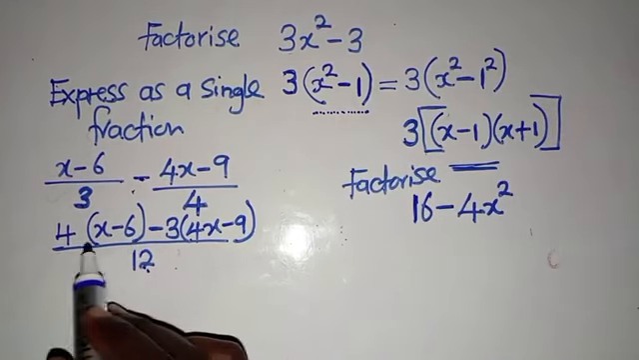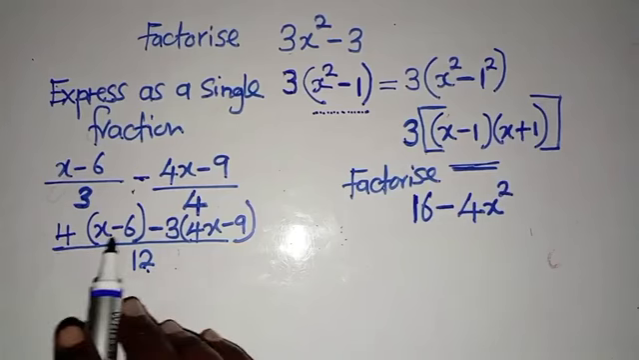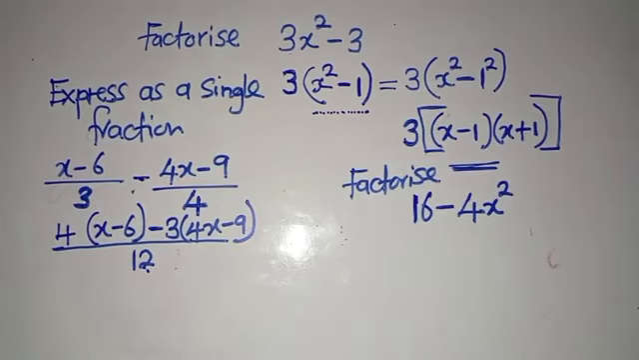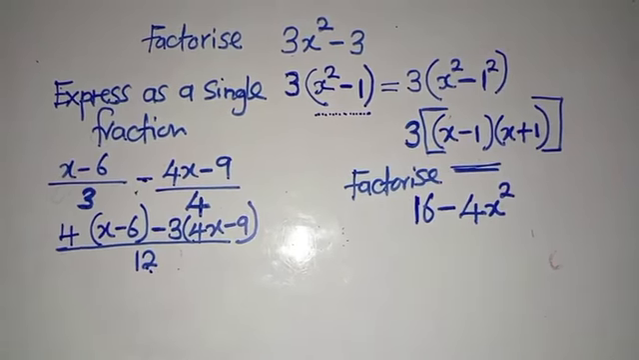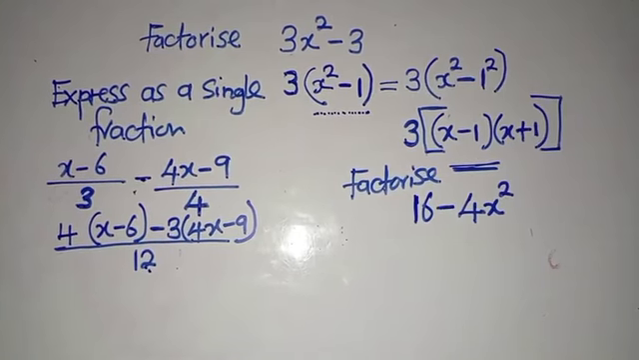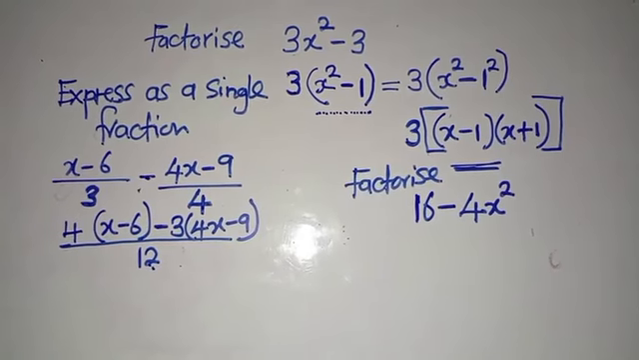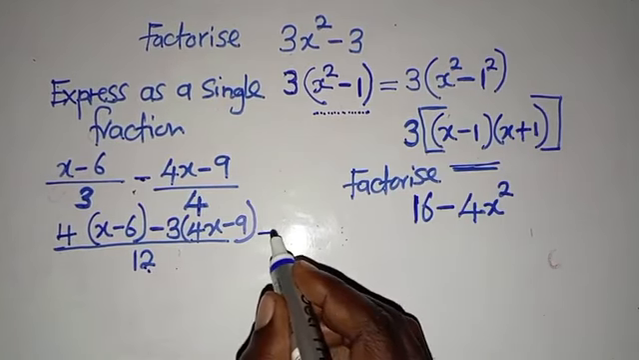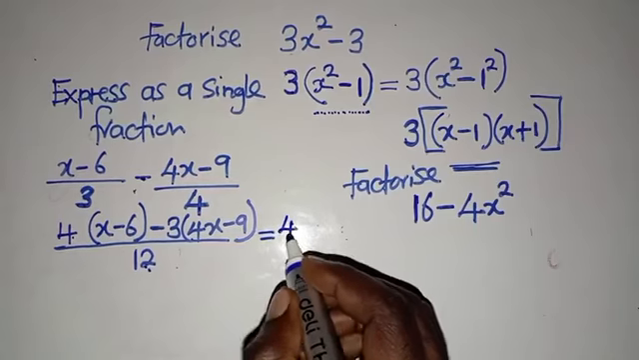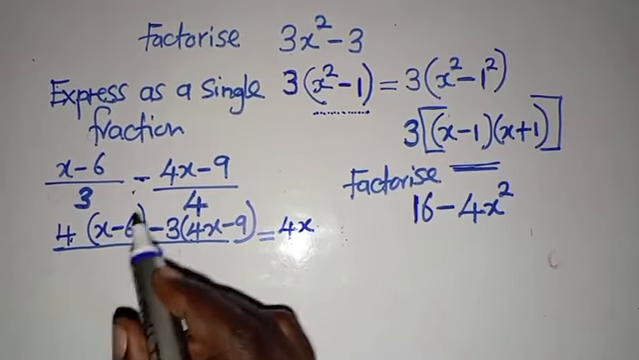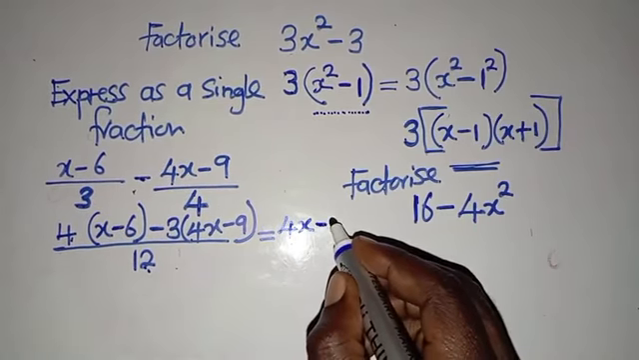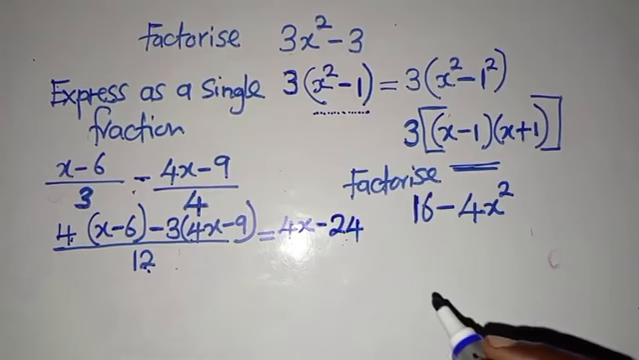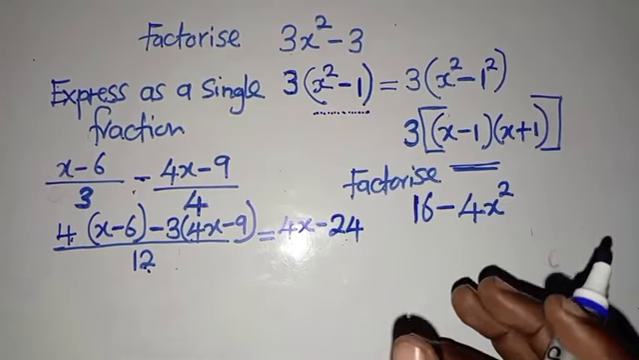Then here you multiply. How do we multiply here? I guess you are able to follow me clearly and see everything that I'm doing here. You multiply. This is equal to 4 times x, that is 4x. 4 times 6, that is 24, isn't it? I can make a mistake even as I'm doing this, so make sure you are able to follow me clearly.